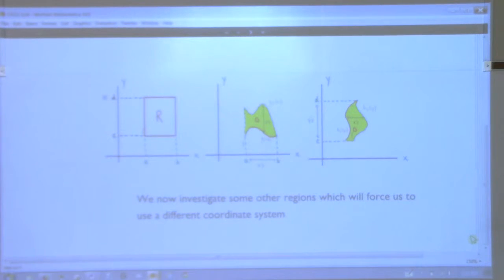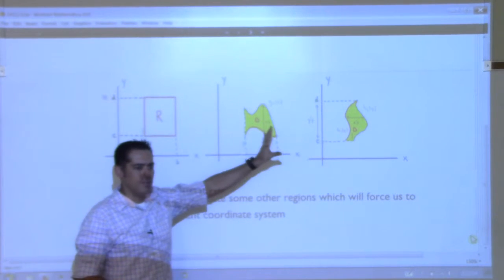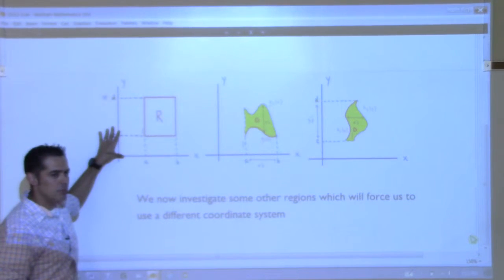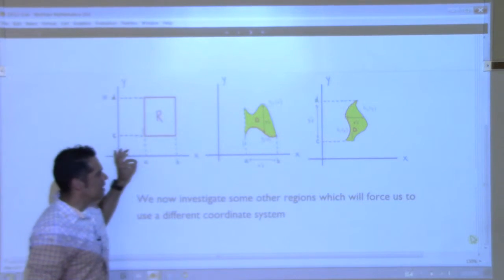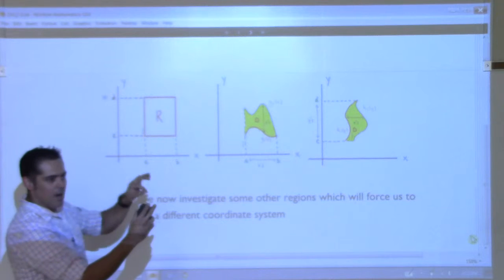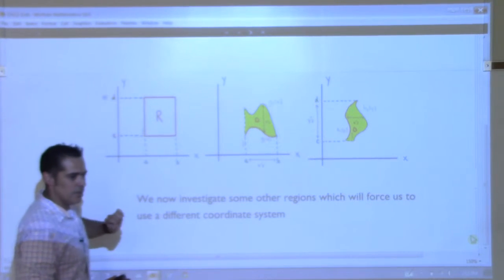We now want to look at some other regions which will force us completely out of our normal coordinate system. Now this coordinate system, do you all know what it's called? Cartesian. This is our Cartesian coordinate system. You know, when I give you an ordered pair, like parenthesis 2, 4, I mean x is 2, y is 4, right? That's Cartesian.